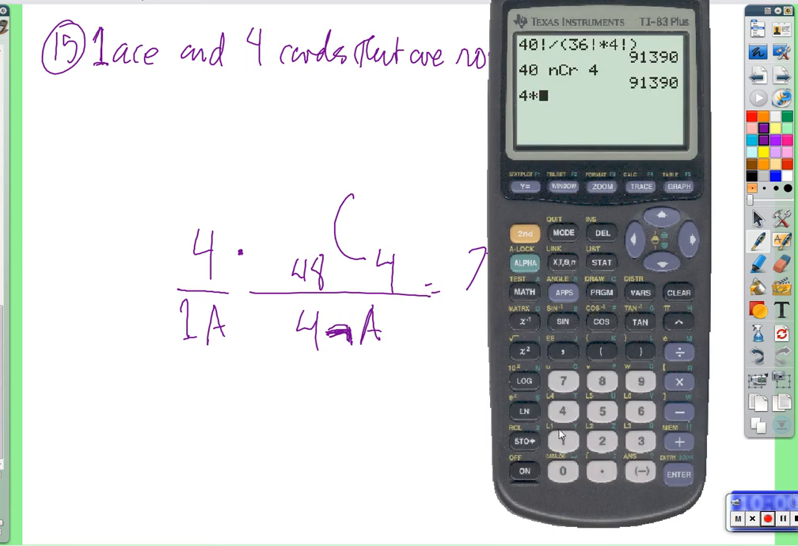Four times. I'll just put parentheses around it to be safe. 48. Go to math, probability. These combinations. 4.